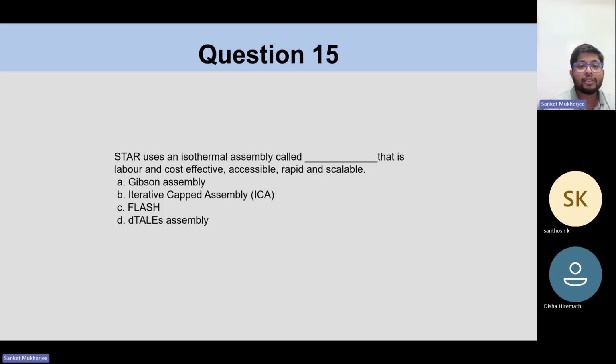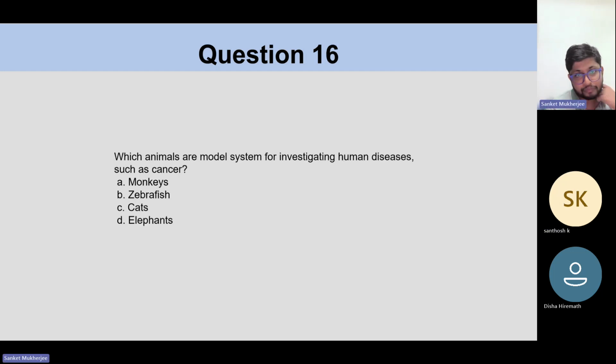STAR uses an isothermal assembly called DASH that is labor and cost effective, accessible, rapid, and scalable. Is it Golden Gate assembly, iterative capped assembly, FLASH, or DETAIL assembly? A. You are right. Which animals are model systems for investigating human diseases such as cancer? Is it monkey, zebrafish, cats, or elephants? Zebrafish is the answer.